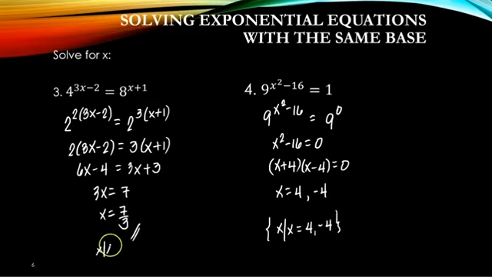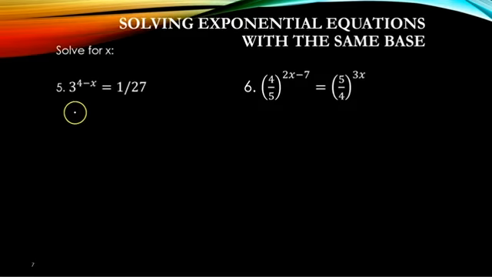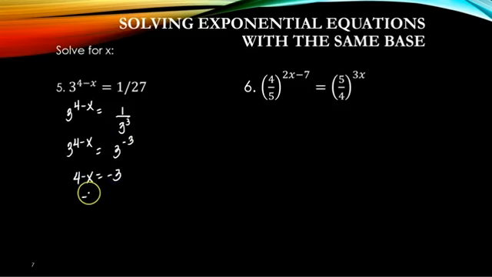Here, it's x such that x is 7/3. For this one, 3 raised to 4 minus x is equal to 1 over 3 cubed. This one, I can say, is 3 raised to negative 3. So 4 minus x is negative 3. Negative x is equal to negative 7. X is 7. Okay? So that's your solution set.